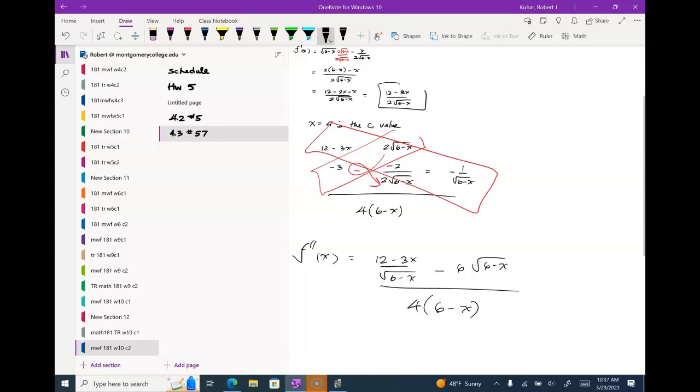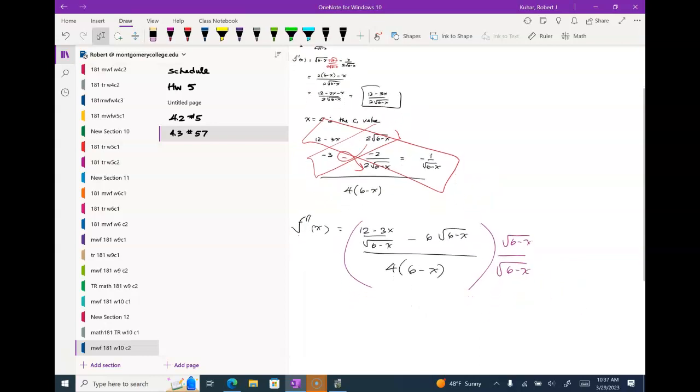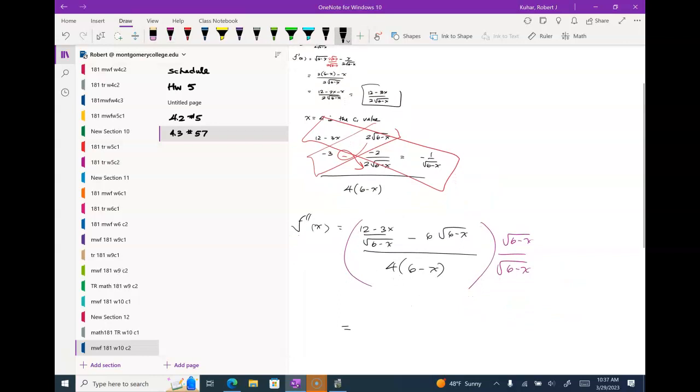I picked the positive term first, right? I made sure I put the quotient rule in right, but then I said, hey, in my head, let me put my positive term first. So I have to clear fractions here with a square root of 6 minus x over itself. So I get 12 minus 3x minus 6 times 6 minus x, right? Double square roots, right? All over 4 times 6 minus x to the 3 halves, right? I've got a half power here and I've got a whole power here.